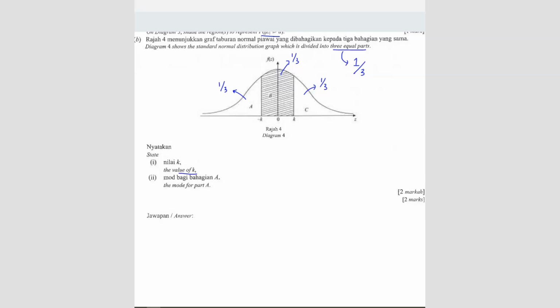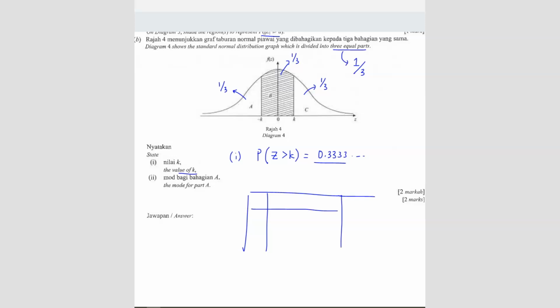The first way is using the table. Some people still use the table, so I'm going to show you how. If you use the table, you must understand that the table only finds whatever is on the right hand side. So you have to use Z more than k equals 1 over 3, which is 0.3333 and so on. The table will always require you to use more than, because it's always on the right.